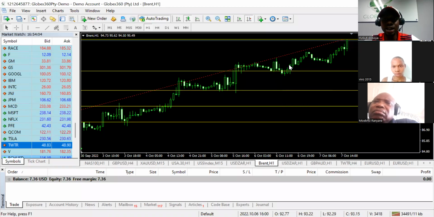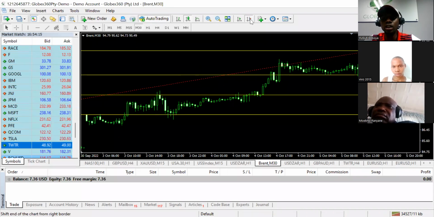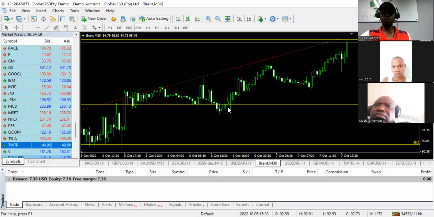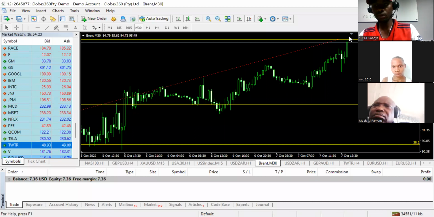Then you can enter once you see the confirmation candlestick, something like a hammer. Enter again, another buy. Here's another take profit on the Fibonacci. So that's a good thing about using Fibonacci. It does tell you where. Here, look at where the market is right now, right?